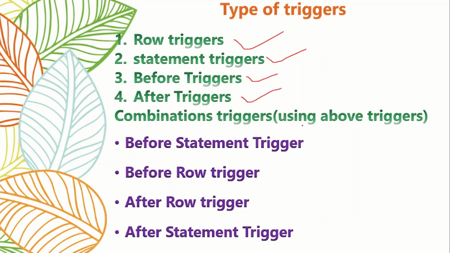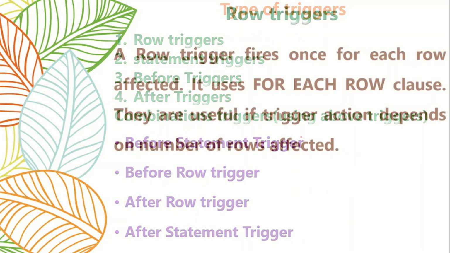And these are some of the combinations of the triggers. So before statement trigger: this is a statement trigger and it is of type before. So a combination of statement plus before trigger can be created as a new type. Before row, and similarly after row and after statement. So these are the 4 new types of trigger using the above combinations, right?